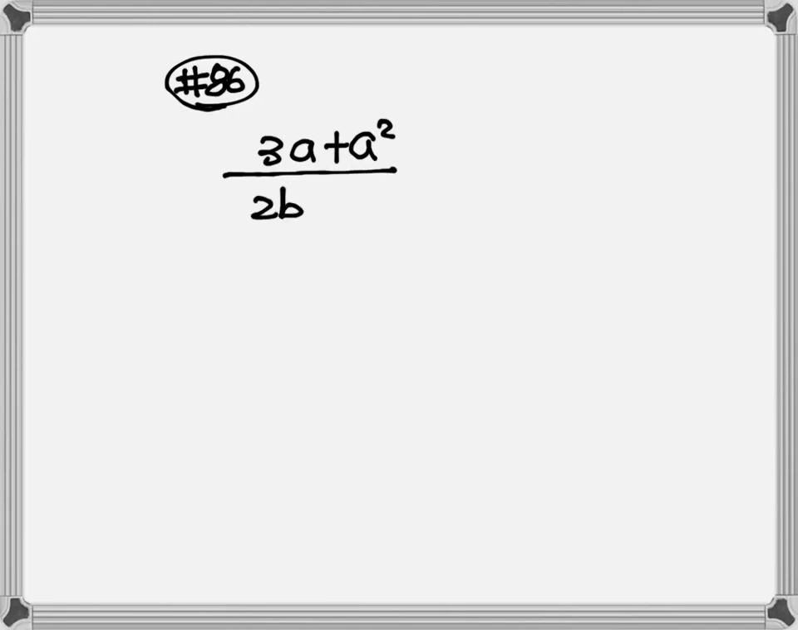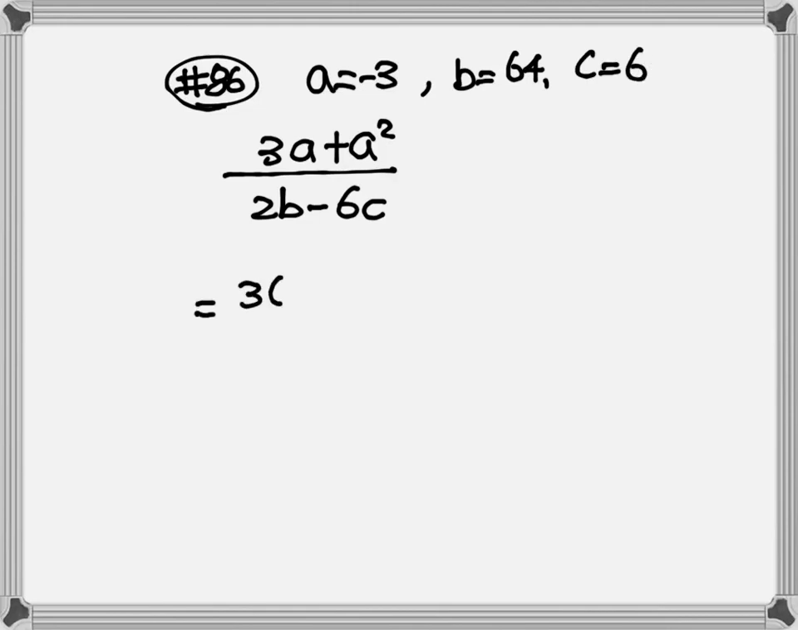Now let's look at number 86. Here we have 3a plus a squared over 2b minus 6c. Again, my a is equal to negative 3, b is 64, c is 6. We're going to substitute different numbers for different variables. So my a is negative 3 plus, oh sorry, this is c.